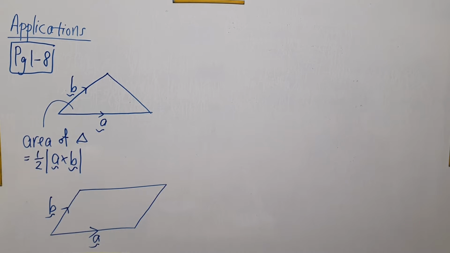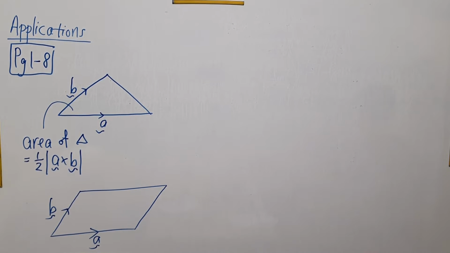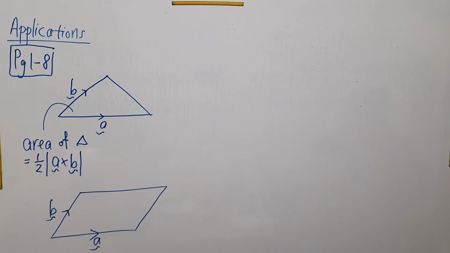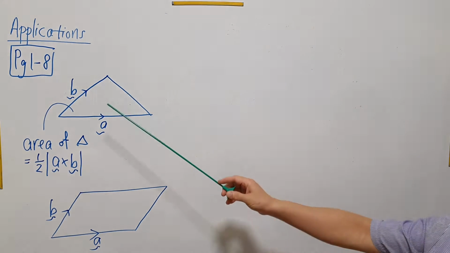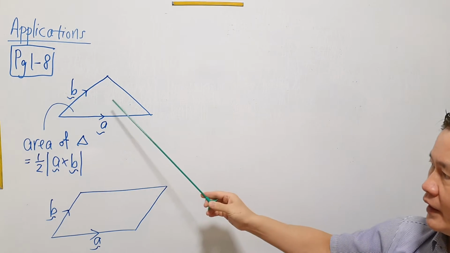Now, earlier on, we have studied some properties of the cross product, and moving on, we are going to look into very simple applications. One of them pertains to the area of a triangle. We are on page 18 of the notes.